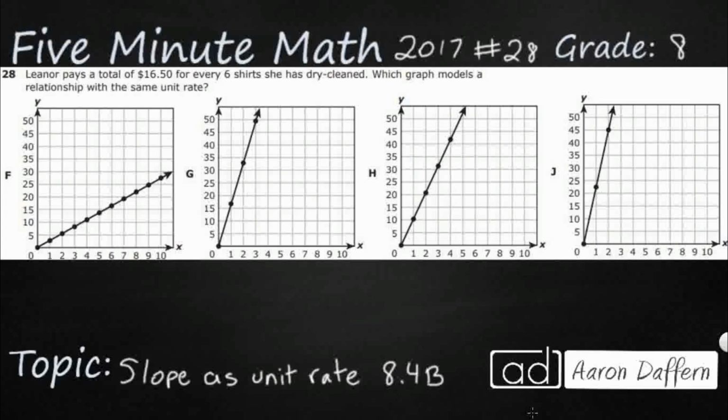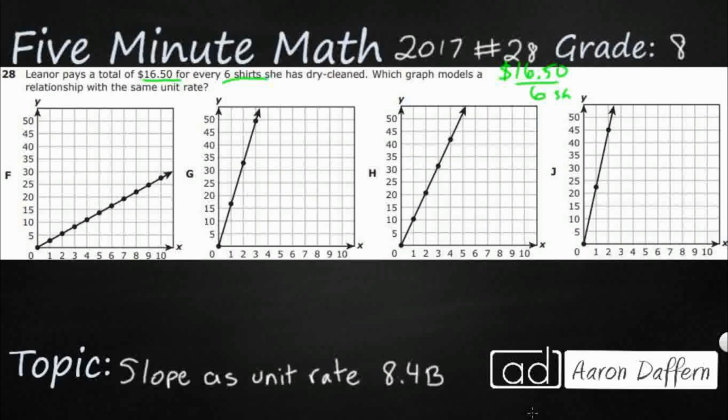So Lenore is paying $16.50 for every 6 shirts that she has dry cleaned. And so that's going to be our unit rate right there: $16.50 over every 6 shirts. So that's kind of interesting. I'm wondering what that is as a unit rate, so I want to reduce that.